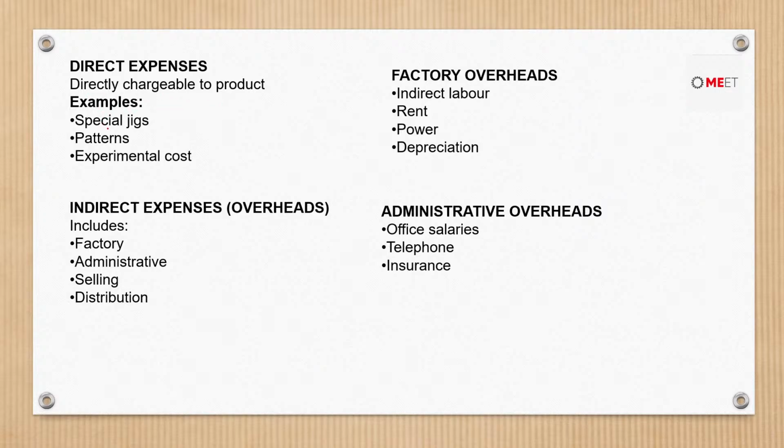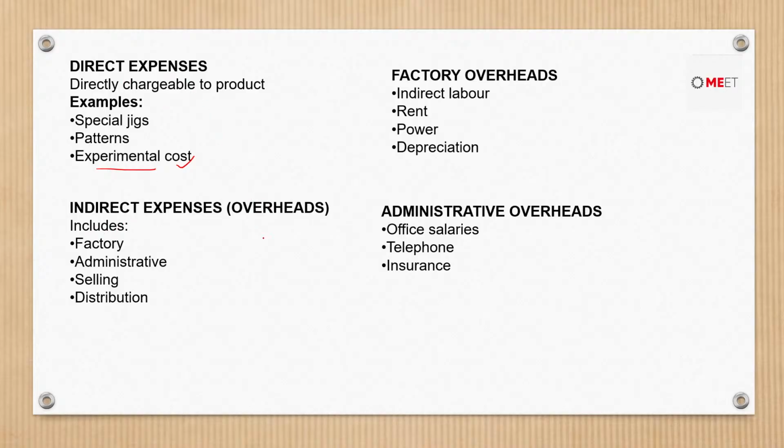Direct expenses are chargeable to the product. Examples are special tools and fixtures and jigs, patterns, and experimental cost, which is involved in order to optimize the production process, or in order to optimize the design. So even that cost is included in the direct expenses.